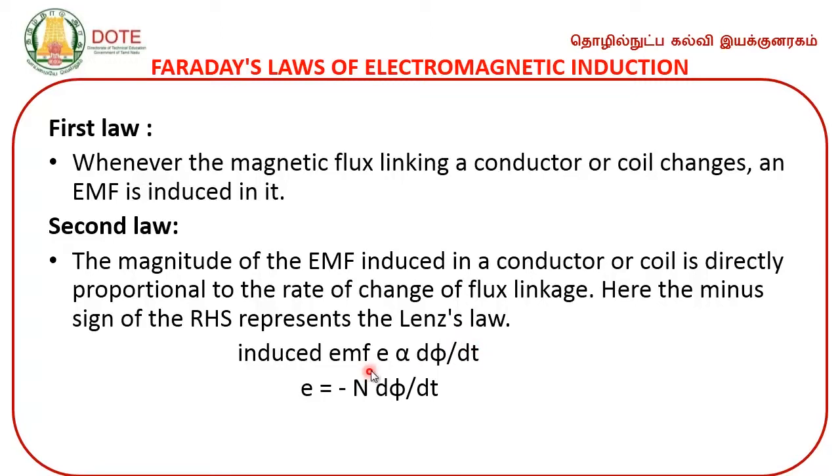So, induced EMF E is directly proportional to d phi by dt. d phi by dt is nothing but the rate of change of flux linkages with respect to time. Then E, that is induced EMF, is equal to minus N d phi by dt. So, this minus sign is indicative of Lenz's law. N is the number of turns of the coil, d phi by dt is the rate of change of flux linkages with respect to time.